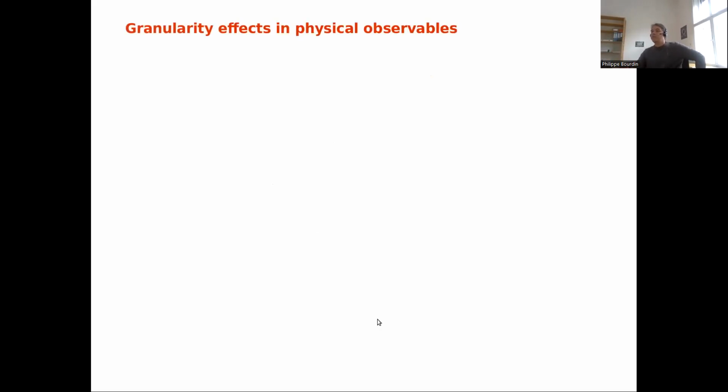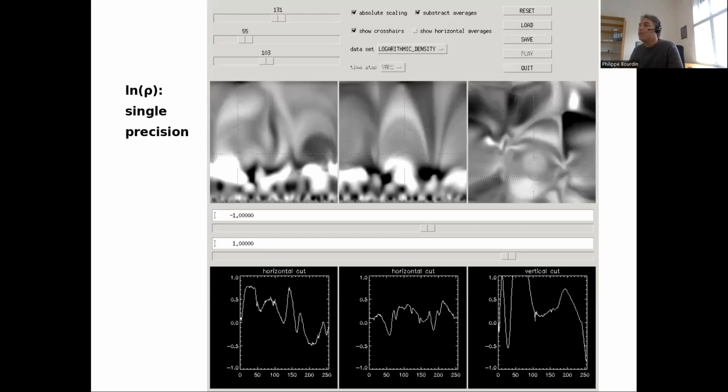Then the question was, does it affect only time, or is there any consequence for physical quantities in the Pencil Code? So I show you now granularity effects. Let's say we look at the density in a corona simulation, like a 3D MHD simulation. Here is the Pencil Code GUI as you see it in single precision. The background is colored black and white, where white just means more dense than the background and black means less dense than the background.